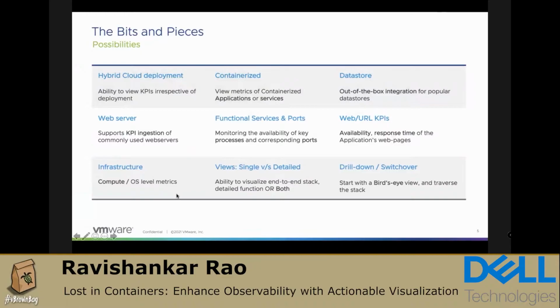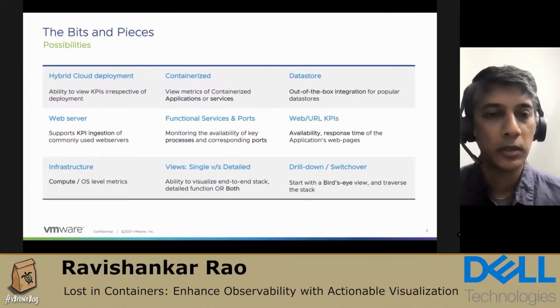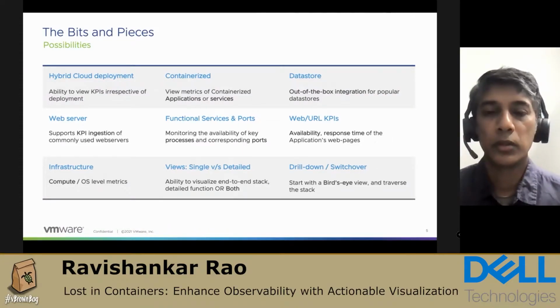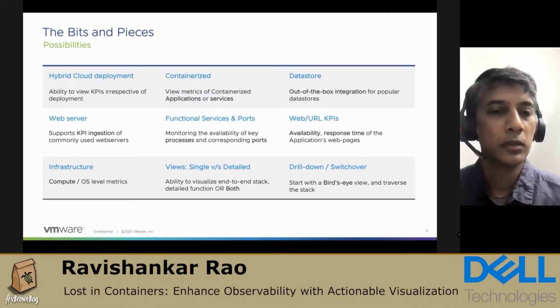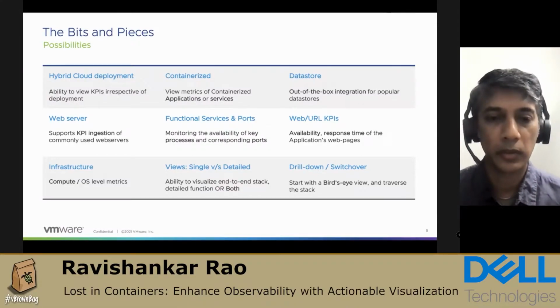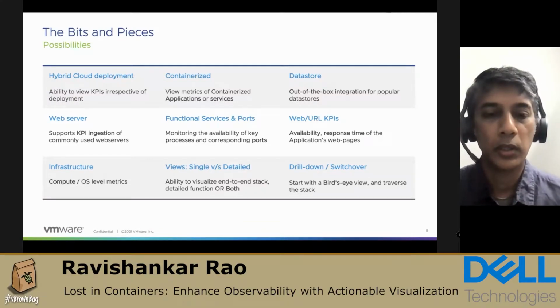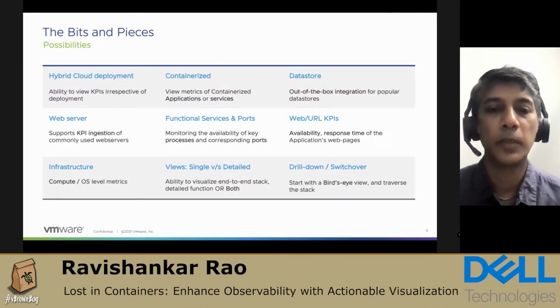This is a pretty detailed slide, so I'm not going to go through each of these aspects, but just to highlight what Tanzu Observability is capable of. Irrespective of where your application or service is deployed, it could be in a hybrid cloud environment, or it could be containerized, we could ingest those metrics in. Your stack could have different data stores or databases that might be required, or web servers. It could be running on different types of infrastructure, different types of OS. So OS level metrics, compute metrics, storage metrics, network metrics, whatever is required, whatever is part of the application stack can be ingested into Tanzu Observability.